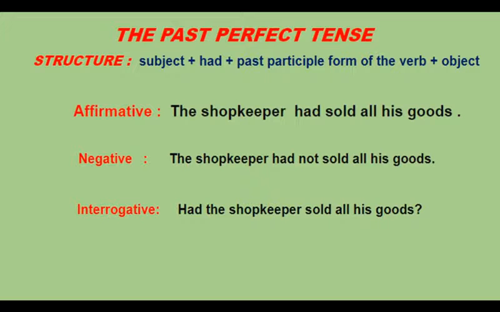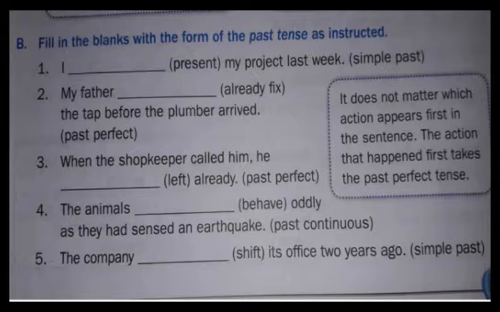I think all your basics of tenses are clear now. You only need to do a lot of practice. With this hope, I am moving towards the next exercise, that is exercise B. Here you have to fill in the blanks with the form of the past tense as per the instruction which is given in the brackets. In this chapter we have learnt three forms of the past tense, that is simple past, past continuous and past perfect. So here you have to use the suitable form of the past tense.